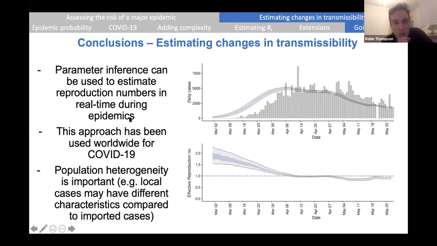So to conclude the second half of the talk, parameter inference can be used to estimate reproduction numbers in real time during epidemics.